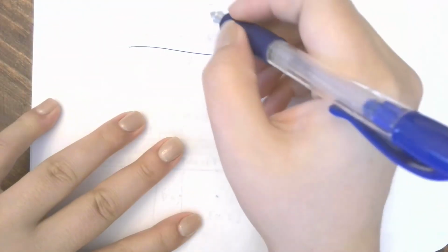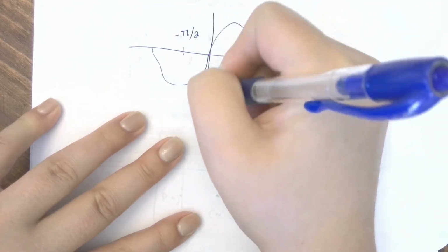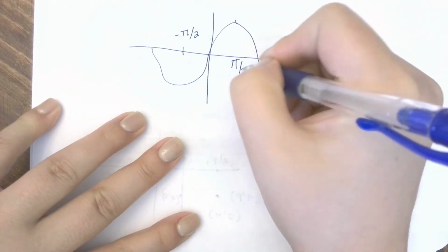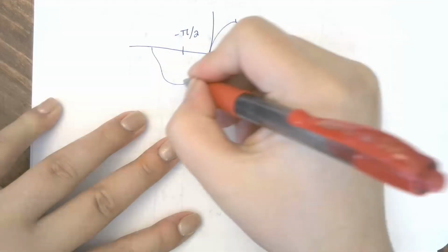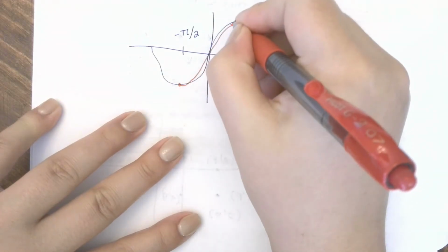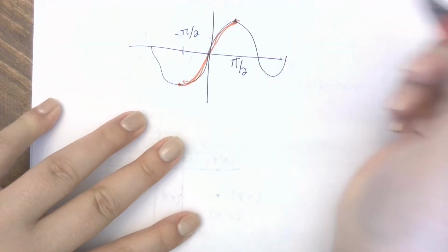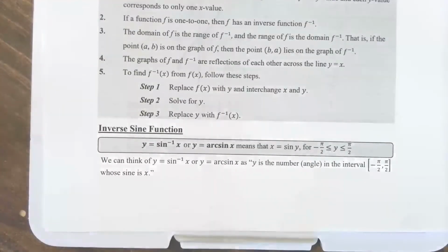So sine looks something like that. Here is negative pi over 2, and this is pi over 2. The only part that we are looking at is from here to there, and that is one-to-one. We can think of y equals sine inverse of x, or y equals arc sine x, as y is the number or angle in the interval negative pi over 2 to pi over 2 whose sine is x.